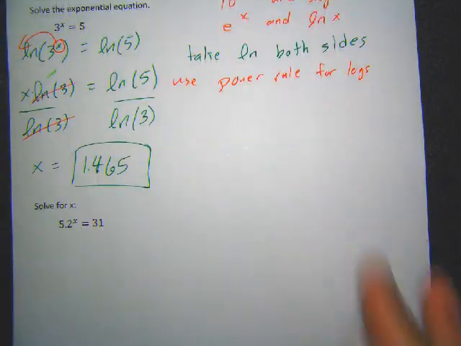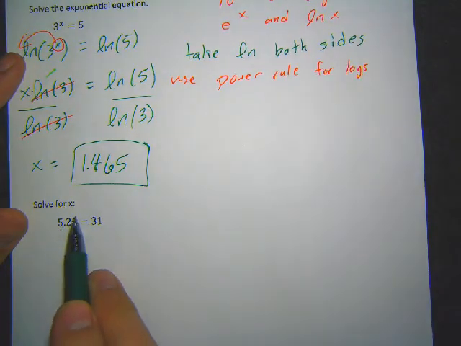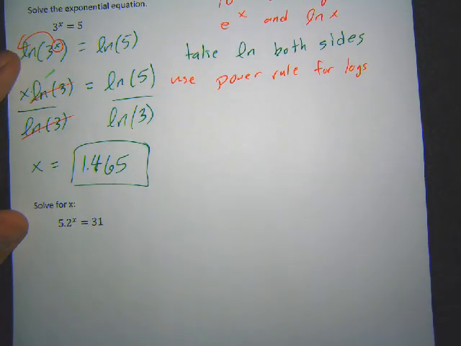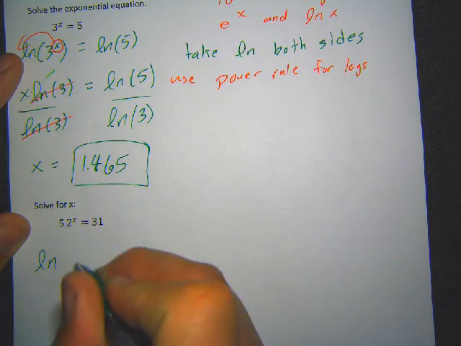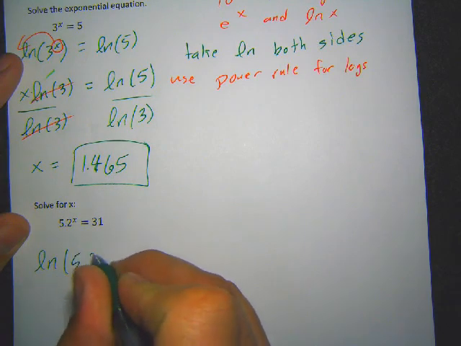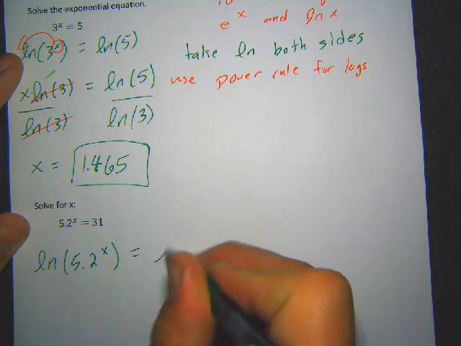Okay, let's try another one. So again, got an expression with an x power, trying to solve for x. So we're just going to take the natural log of both sides. Take the natural log of 5.2 to the x. Take the natural log of 31.